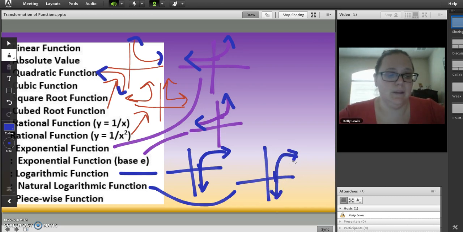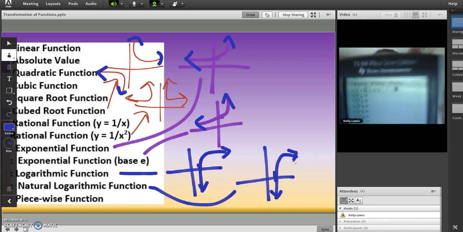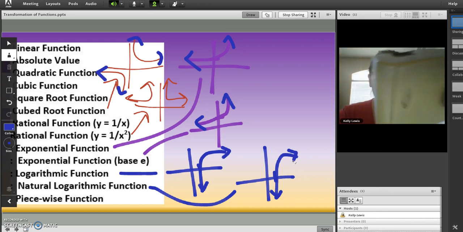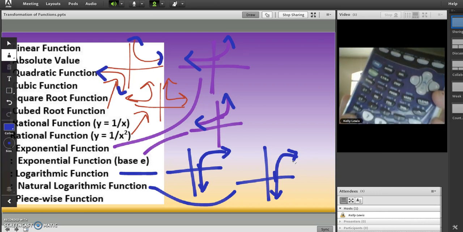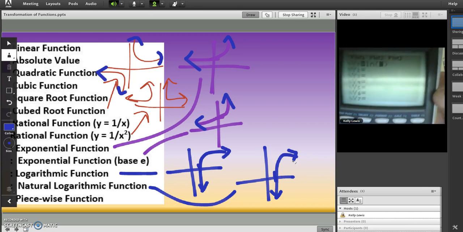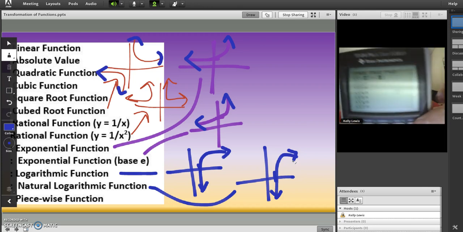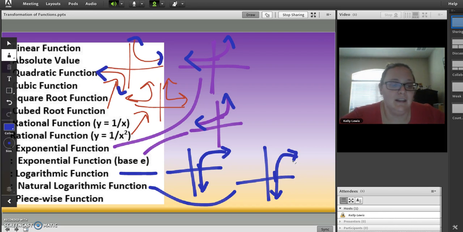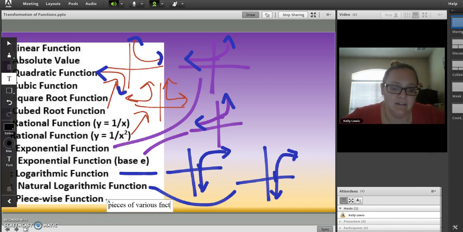Let me show you how to type them in. So y equals, you push log x, and then graph, and it goes through 1, 0. Natural log: push ln x, and then graph, same thing, 1, 0. All right, and then the piecewise function has no real parent function. It is pieces of various functions. So these are all the ones, basically what college algebra is about, all these different kinds of functions that exist.